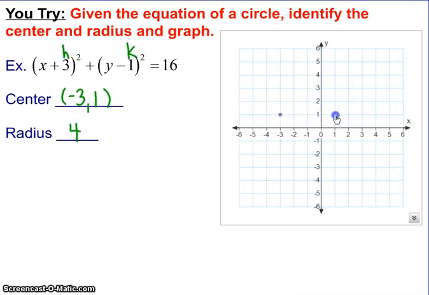So 1, 2, 3, 4, 1, 2, 3, 4, 1, 2, 3, 4, and I go off the page just a smidge, so let me fix that. So yours will fall off the graph just a little bit, and so will mine. So there we have it. This is our graph with the center at (-3, 1) and a radius of 4 in every direction.